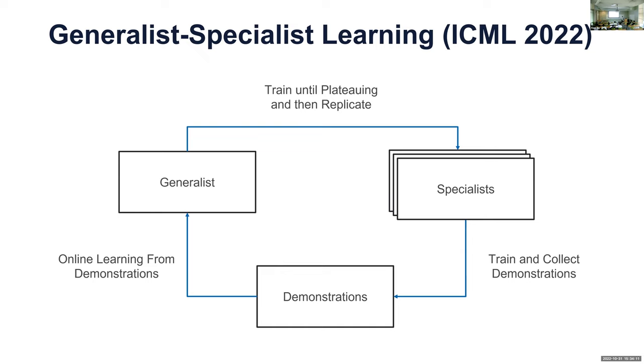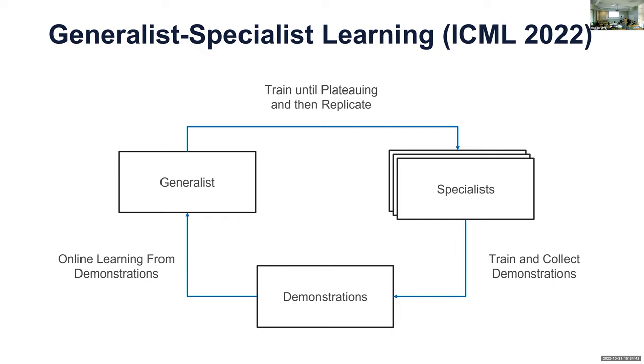And then you will also try to divide your tasks into many small groups. Then each fork of the generalist will be responsible for just one or a few tasks. So every specialist will learn independently by themselves. And after they almost solve or have solved the task, we will try to merge or distill them into a single generalist with generalizability.